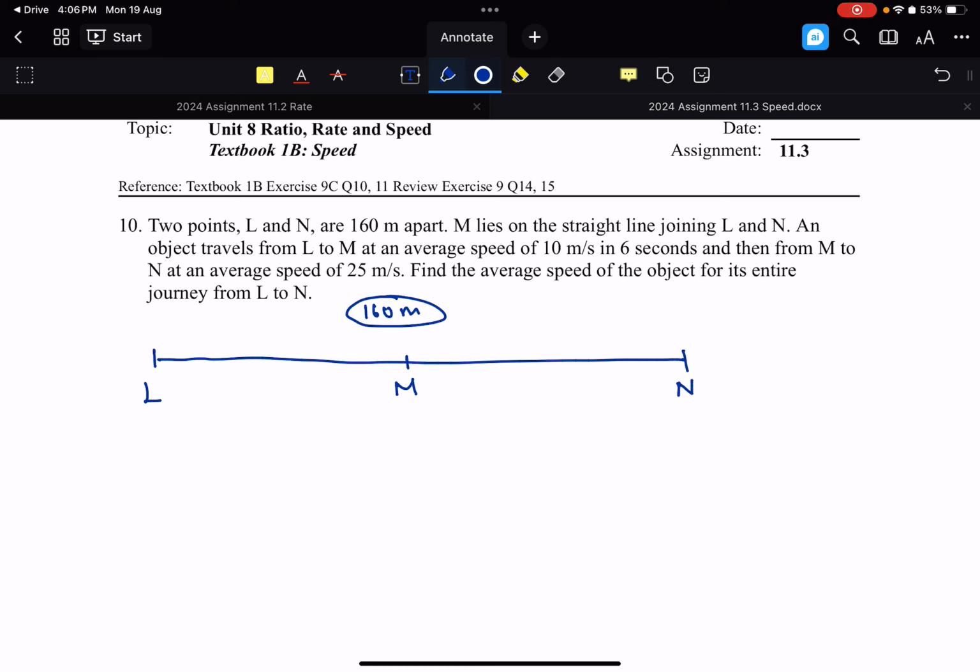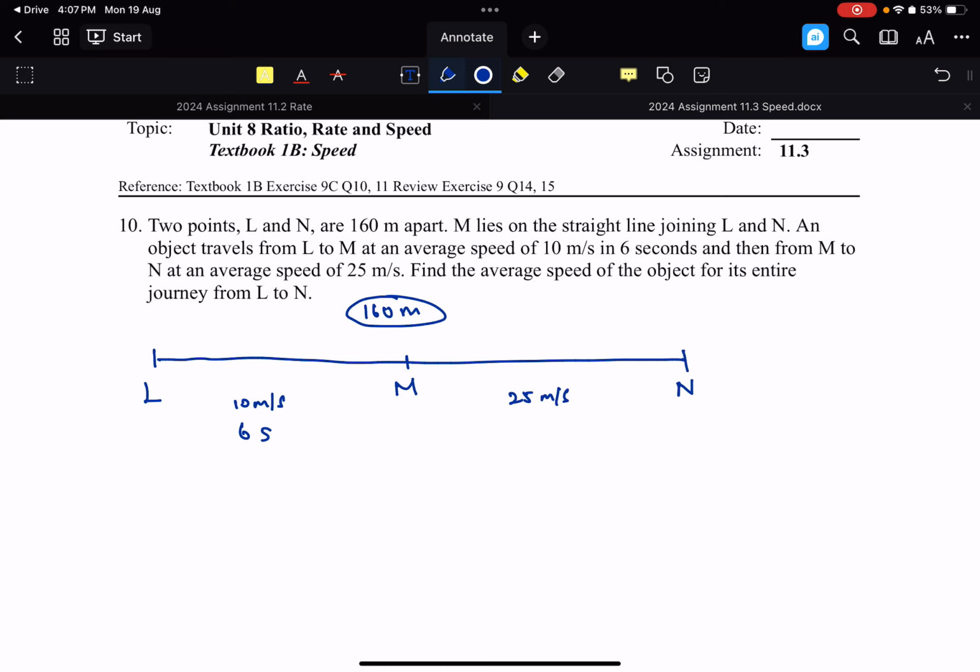We know that from L to M, it travels at the average speed of 10 meters per second. So I'm going to put it down. And it takes 6 seconds. And then from M to N, it goes 25 meters per second. But I do not know the time taken. So from here, we can see what is the information we have missing already, right? So we probably need to find that piece of information.